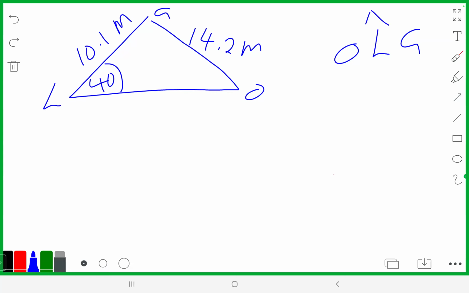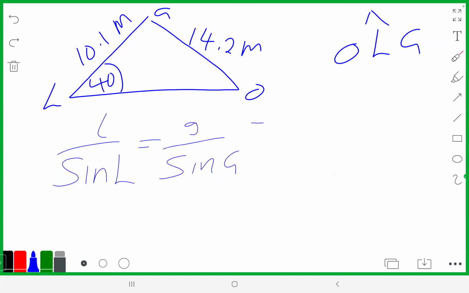L. So what are we going to do? We are going to start putting our equation. Side L divided by sine angle L shall be equal to side G divided by sine G equal to side O divided by sine O. You get the point? It is not always that you just be using A, B, C. Follow the letters that are given on the question. Okay.